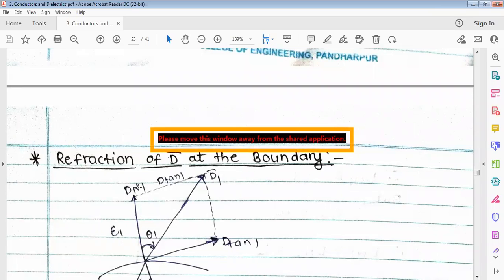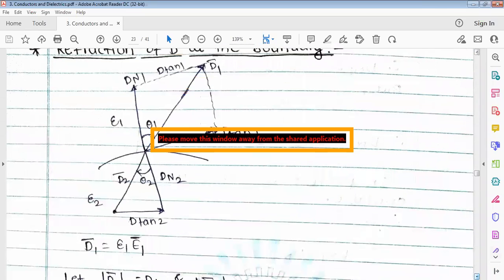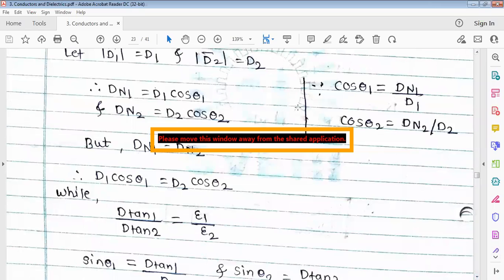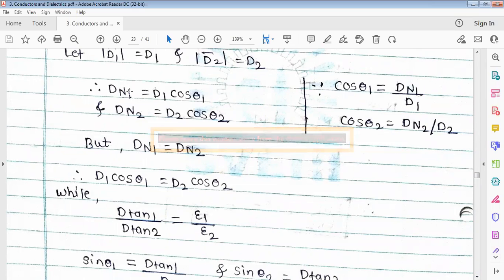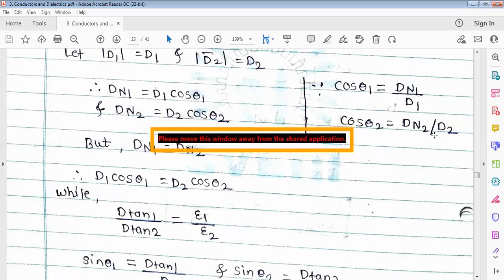Yes. So cos theta 1 is equal to dn1 divided by d1 bar. So here it is given cos theta 1 is equal to dn1 divided by d1. From that you can find the normal component, that is dn1 is equal to d1 cos theta 1. Similarly, for dielectric medium 2, cos theta 2 is equal to dn2 divided by d2, which means dn2 is equal to d2 cos theta 2.